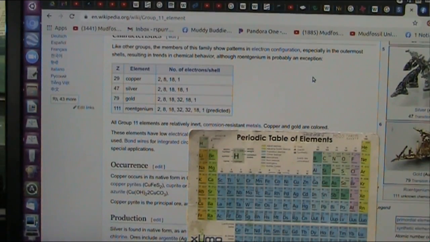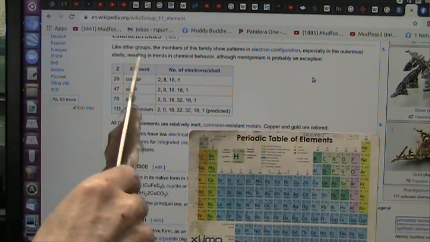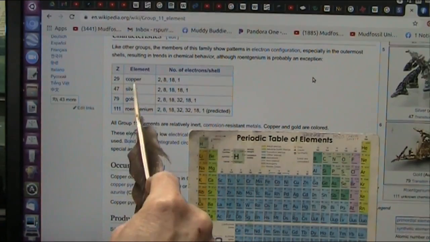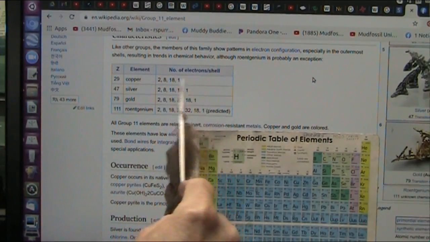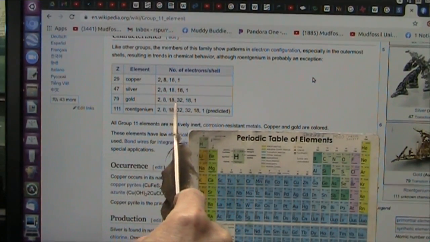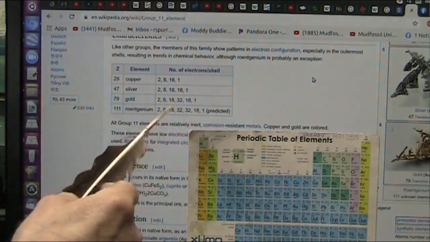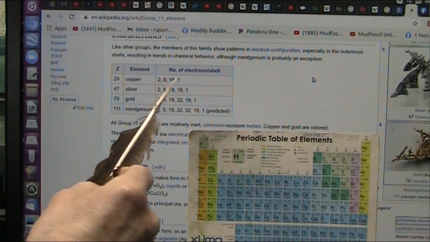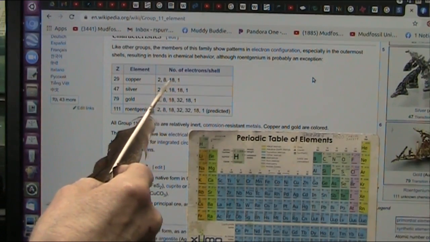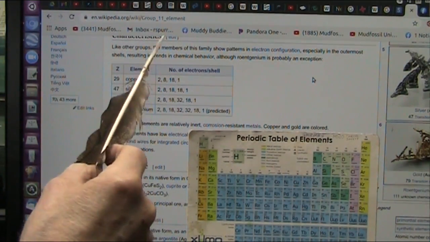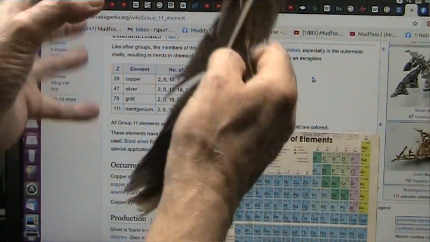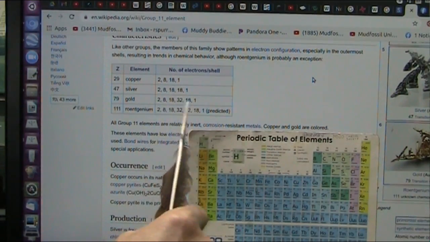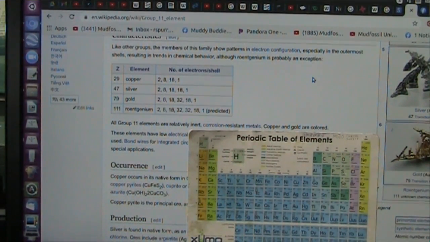All right, so here's the basic structure you got. Copper, you've got 2 in the first layer, 8, then 18, and then 1. Silver, 2, 8, 18, 18, and then 1. Gold, 2, 8, 18, 32, 18, and 1. So what do we have to do to turn copper into gold? We've got to force electrons down into the nucleus in that soup and resonate at such a frequency that it locks in at these numbers. And I'll show you how they lock in.